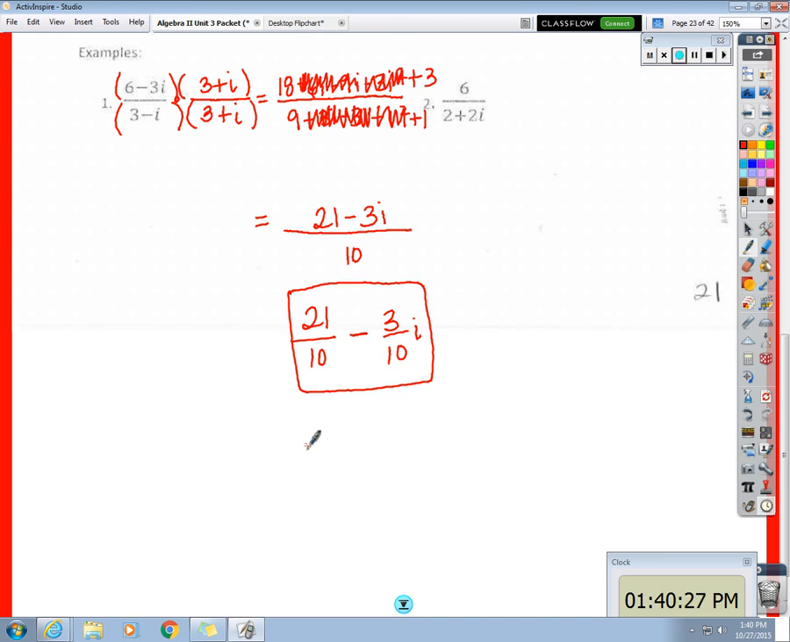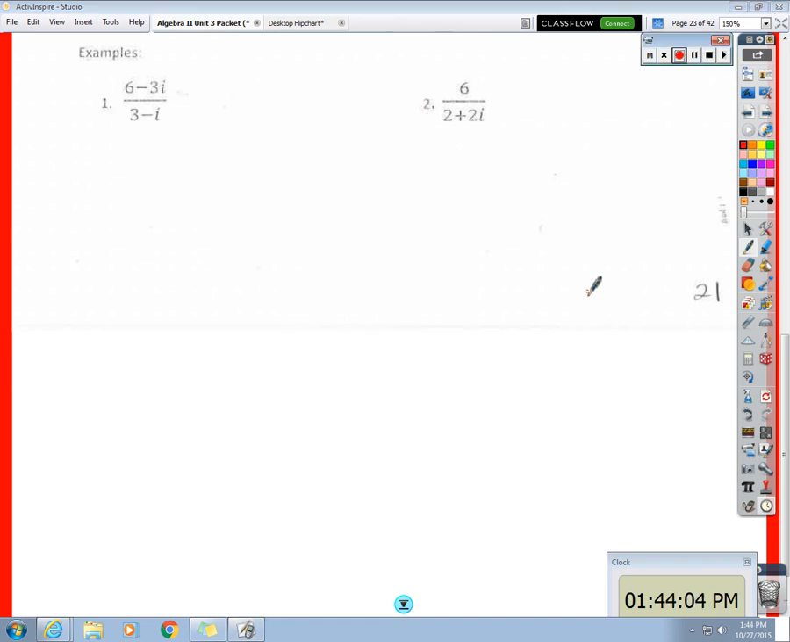Okay, so now before I work out number 2 for you, let me give you a minute head start to try to see what you can do with it before I just work it out. So try number 2. Okay, you cannot have an imaginary number in your denominator. So you have to get it out by multiplying by the complex conjugate, which is 2 minus 2i over 2 minus 2i. And the reason that's okay is because really we're just multiplying by 1, because anything over itself is 1. So when you multiply by 1, you're not actually changing the problem.